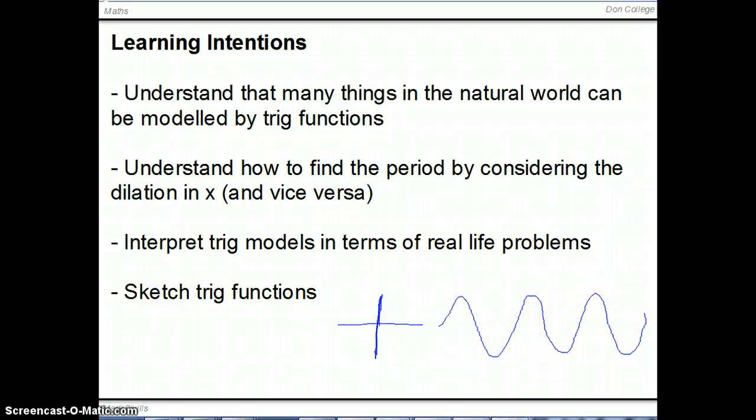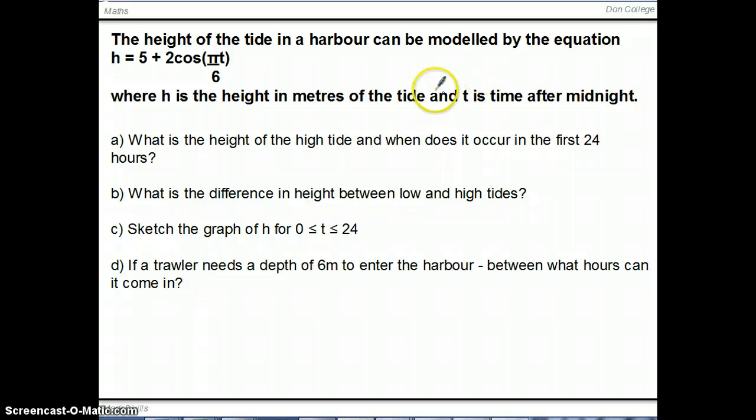The first problem we're going to have a look at is described in terms of cosine, and it's this one here. The height of the tide in a harbour can be modelled by the equation h equals 5 plus 2 cos pi over 6t, where h is the height in metres of the tide, and t is time after midnight. So these are the questions we're going to be looking at. The first one we're going to look at then is A, what is the height of the high tide and when does it occur in the first 24 hours?